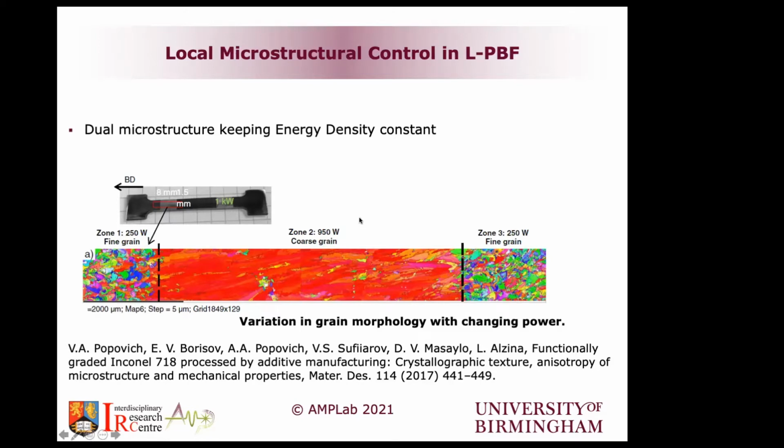So if the potential of this can be used, we might end up having the ability to tailor the microstructure and achieve what people consider the holy grail of additive manufacturing, where we can tailor the microstructure locally and generate properties on demand if we want to do that.